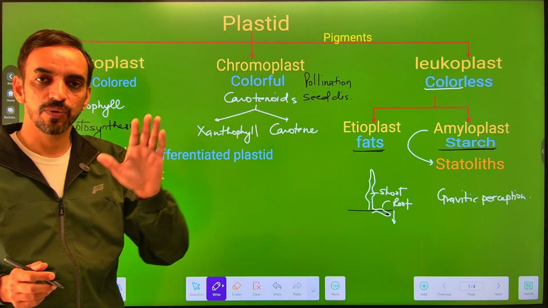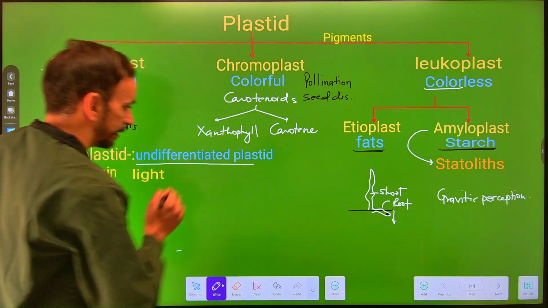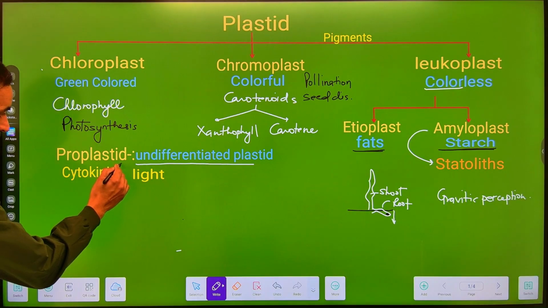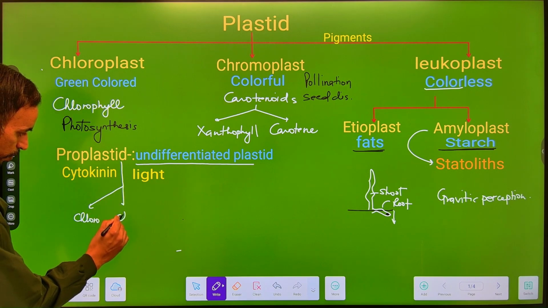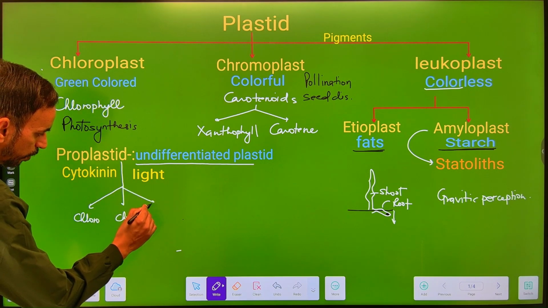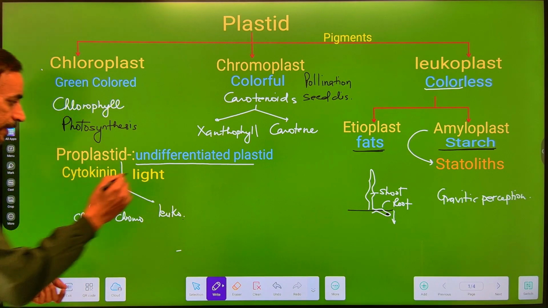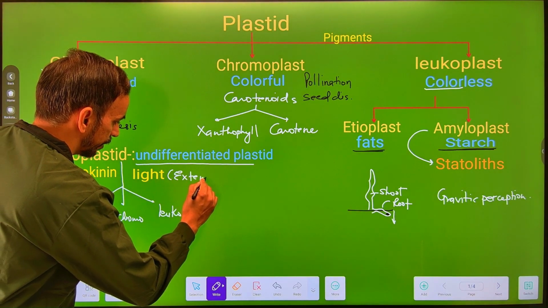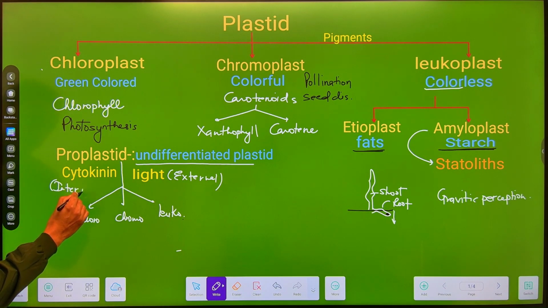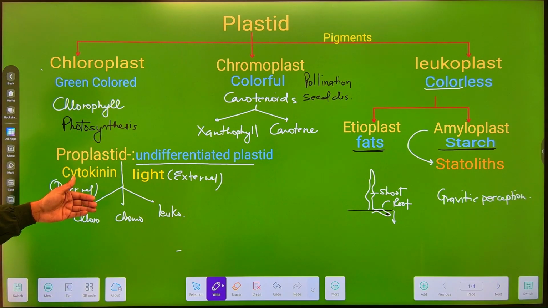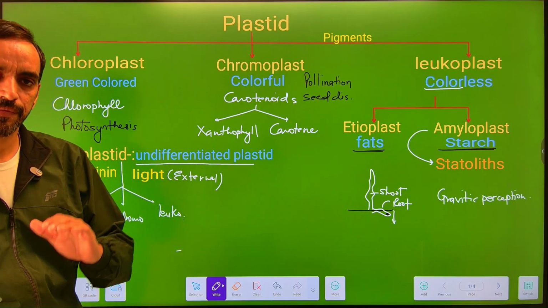Now all of these plastids have a common origin, that is from the proplastid. Now the proplastid is an undifferentiated plastid. Now the conversion of this proplastid into the different types of plastids, like chloroplast, chromoplast and the leucoplast, depends upon some external factors like the light, as well as on some internal factors, for example the plant hormone cytokinin. So the conversion of proplastid into the different types of plastid depends on some external factors and also internal factors.